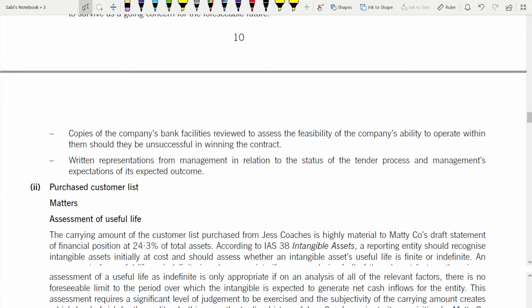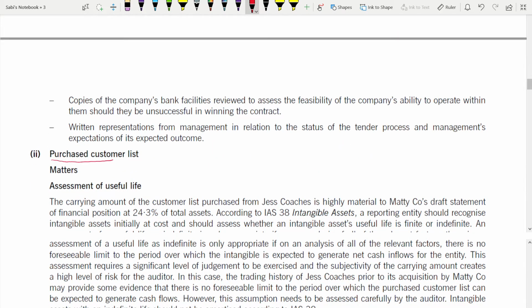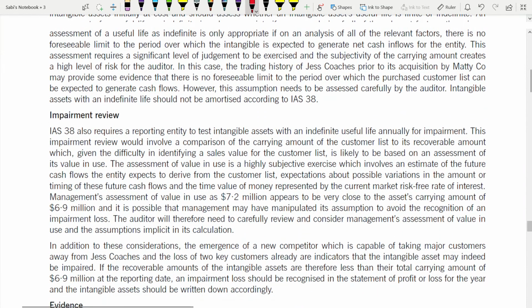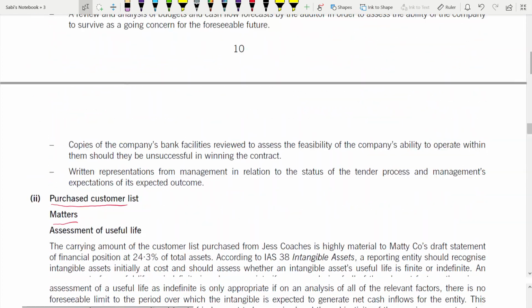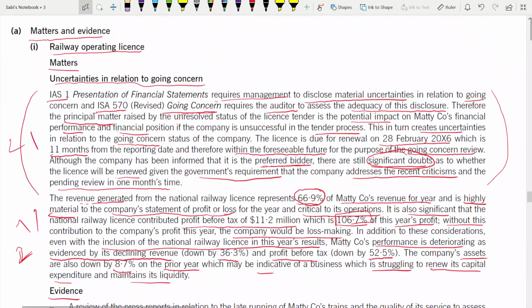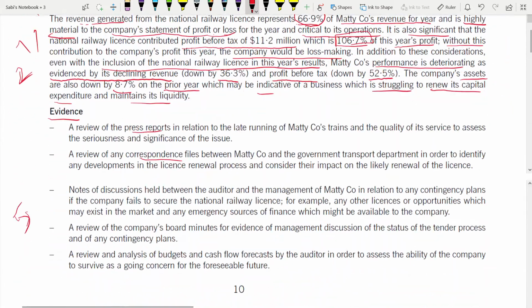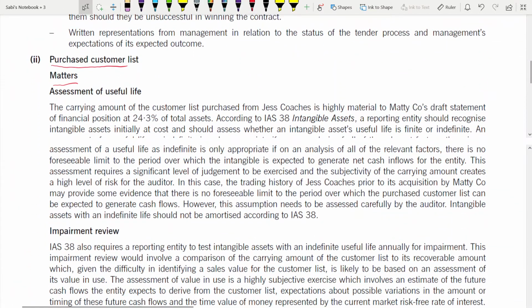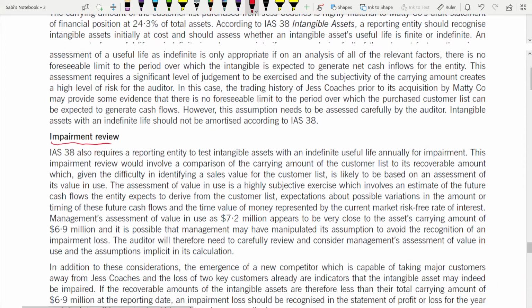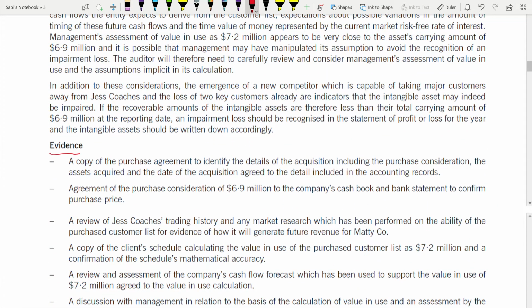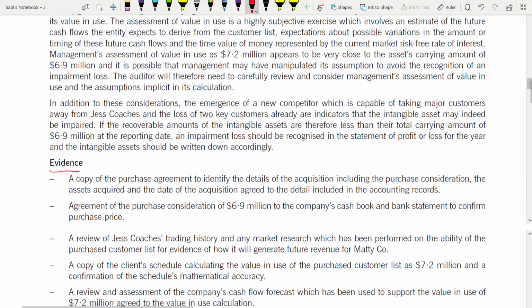Now we are coming to the second, which is the purchased customer list. In the same way, we explain the matters and then go through the evidence. There are 2 matters here. If you see, the earlier one had just 1 matter, going concern, but here there are 2 matters: one is assessment of useful life, and one is impairment review, because this is an intangible asset. You need to identify that it is an intangible asset. So 2 marks for matters and the balance is for the evidence.